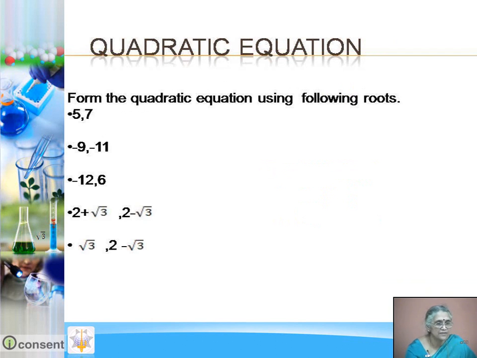Now here are some examples for you. Form quadratic equations using the following roots. The roots are 5, 7; the second pair is minus 9, minus 11; the third pair is minus 12, 6; the fourth pair is 2 plus root 3 and 2 minus root 3; the fifth pair is root 3 and 2 root 3.